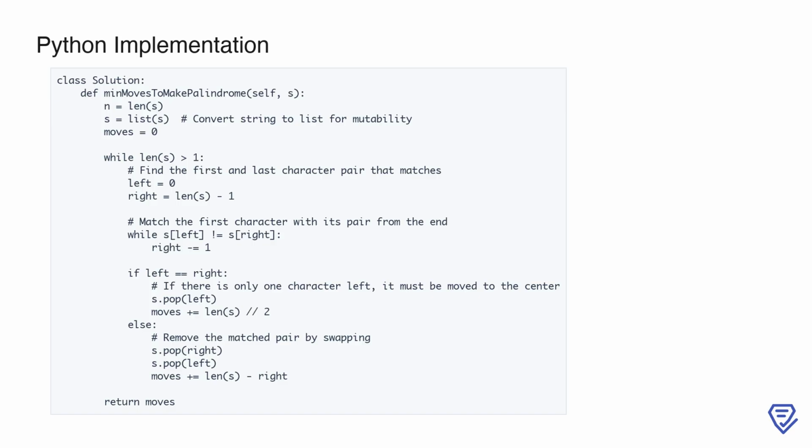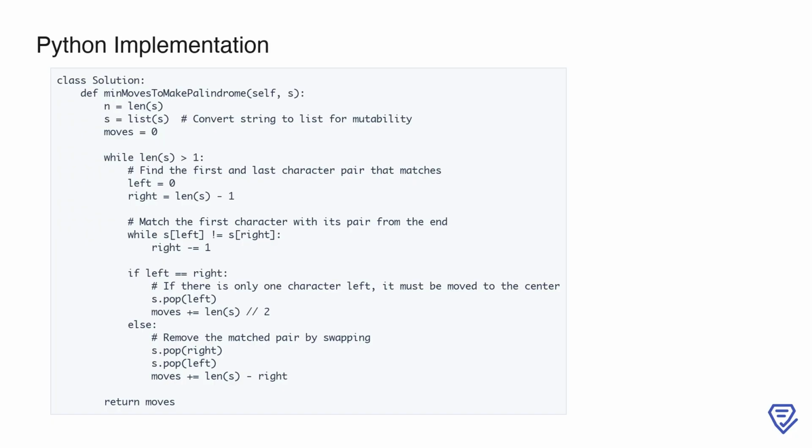The algorithm works by iteratively pairing characters from both ends of the string. 1. First, the string is converted to a list S to make it mutable since Python strings are immutable. We also initialize moves to track the total number of swaps. 2. The algorithm runs while there are still unmatched characters in the string. It identifies the first character S[left], and attempts to find its matching pair from the end of the string by decrementing right until a match is found.